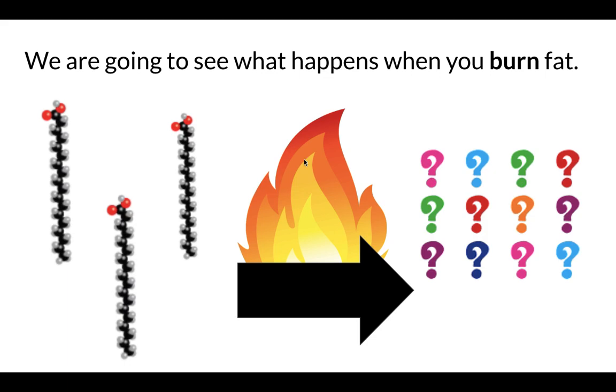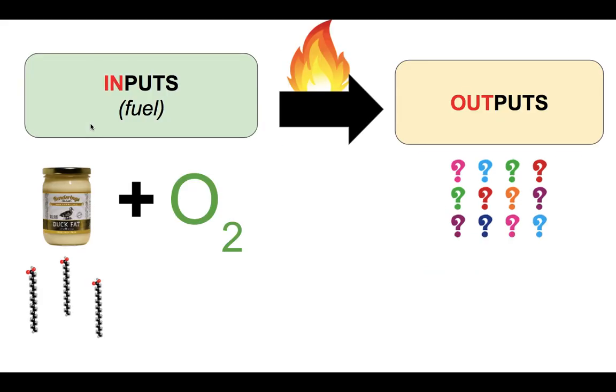In this experiment, we're going to see what happens when you burn fat. Now, unfortunately, we can't burn the fat that's actually inside a human body because that would be dangerous. So instead of human fat, we're going to use duck fat. This is what duck fat looks like on the molecular level.